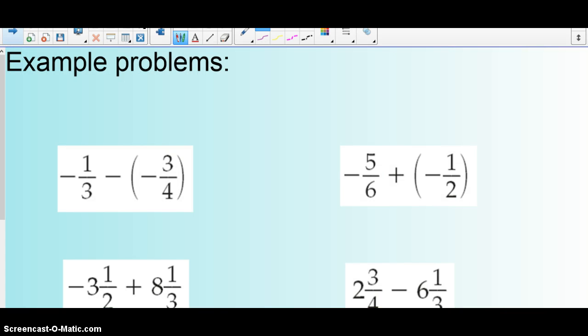Here are some example problems that I want you to try for next time. So pause the video, write these down, figure them out. Remember the steps. You have to have a common denominator. To do that, find the least common multiple or least common denominator. Add or subtract like you normally would. Remember that once you find that common denominator, your denominators will stay the same throughout the problem. And then the very last step is simplify when you need to.